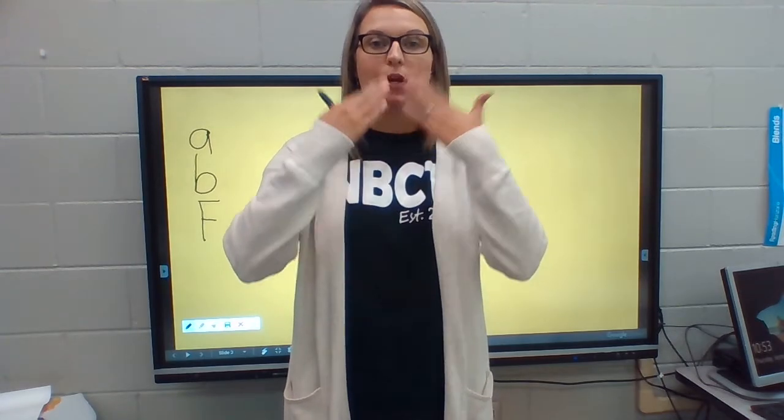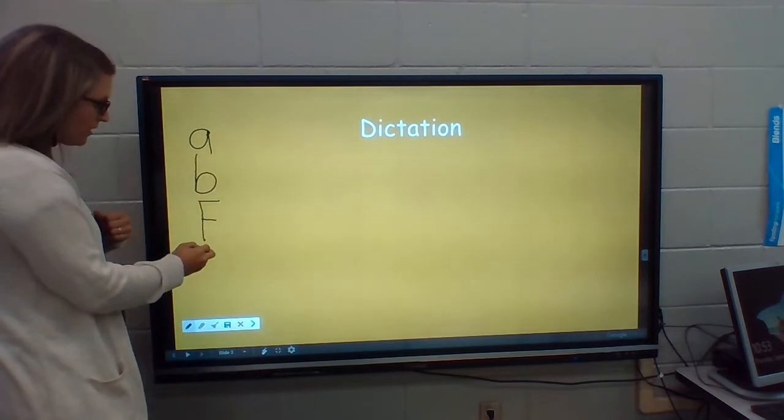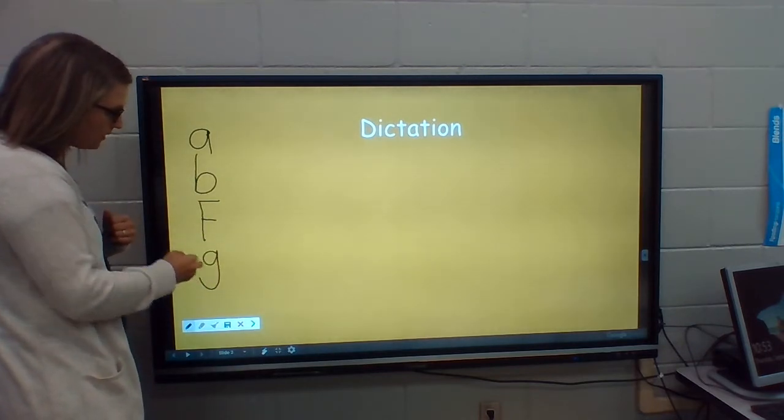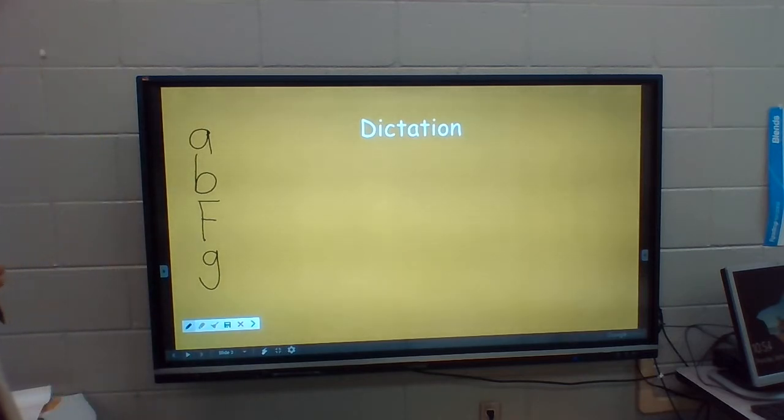The last letter we're going to write today is a lowercase g, lowercase g. Give it back. Lowercase g, lowercase g. All right, so remember for a lowercase g, it's an a with a tail. An a with a tail. So you should write that on your board.